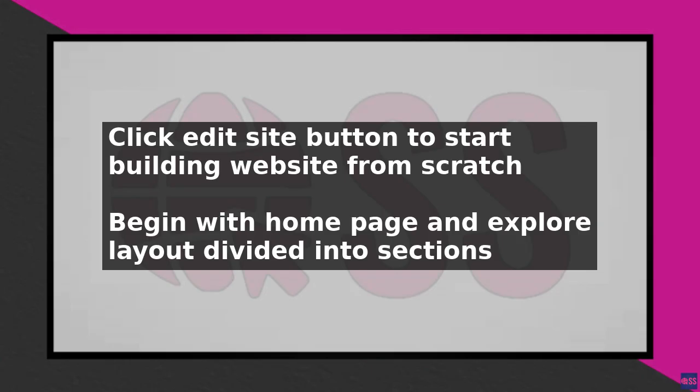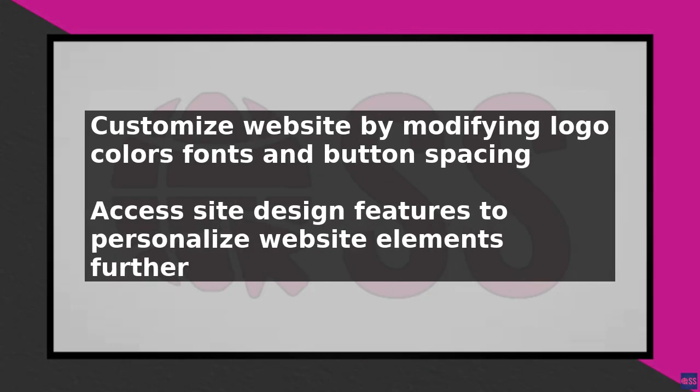To begin creating your website, click on the Edit Site button, located at the top right. This will take you to the site design page, where you can start building your website. Begin with the home page and explore the layout, which is divided into sections.